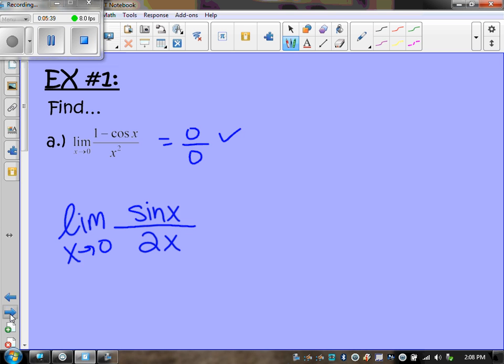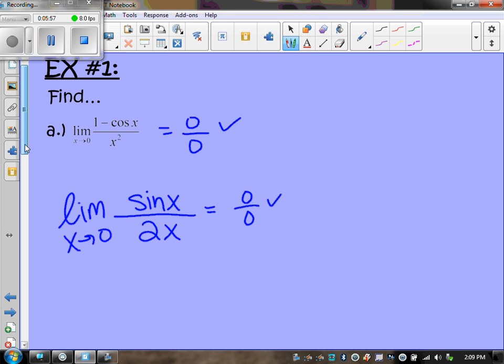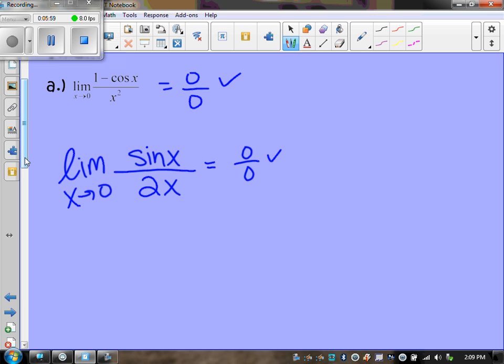If I plug in a 0, what's sine of 0? 0? What's 2 times 0? Uh-oh, I get 0 over 0 again. That doesn't mean that my limit doesn't exist. L'Hopital's rule says that I should be able to do again the derivative of the top over the derivative of the bottom and resubstitute. Some of you might have seen a little trick here though.